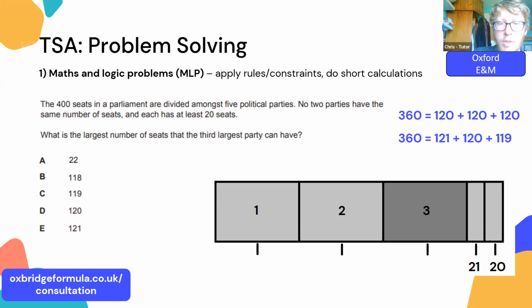But we had 1 less seat than this. We had only 359. So we have to take a seat off someone, and we have to take it off the smallest party because otherwise 2 parties would have the same. So we take it off the smallest of those 3, which is the third largest party, and that gives us 118, and that's our answer. So our answer is B.